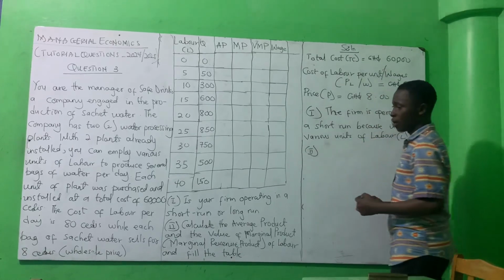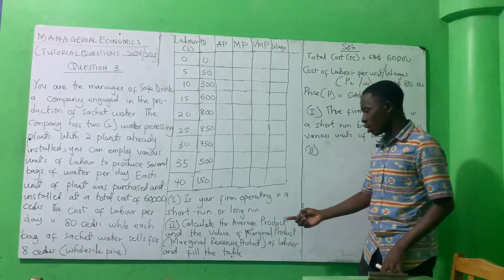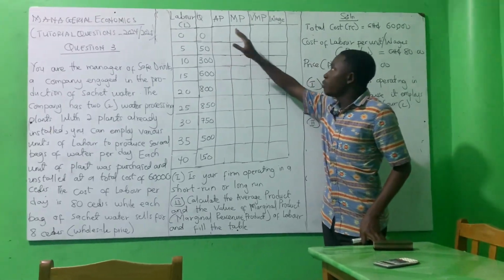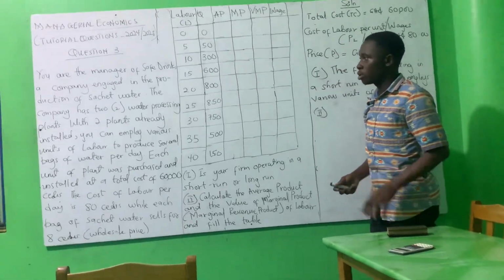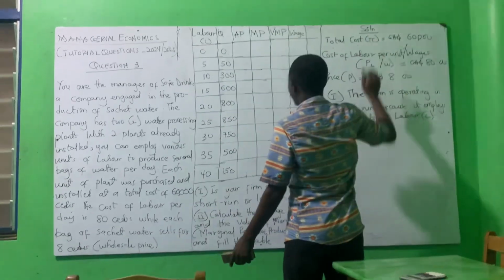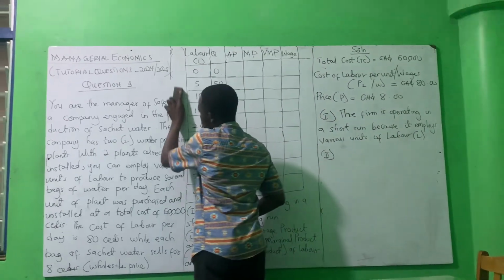So the second part of the question is saying that let's calculate the average product. Let's calculate AP, MP, VMPL. So that is what we do. So I'll clean the question. Since we already have the information here, I can clean it.